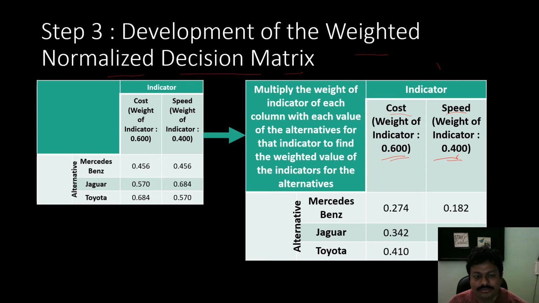So what will be the next step to develop the weighted normalized matrix? Just multiply the weight of the indicator with the normalized value of the alternatives: 0.6 multiplied by 0.56, 0.6 multiplied by 0.570, 0.6 multiplied by 0.684, same for 0.4 multiplied by each of these, and 0.4 multiplied by 0.570. This will be your result, right?